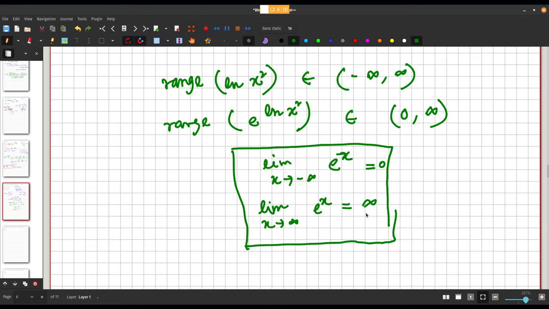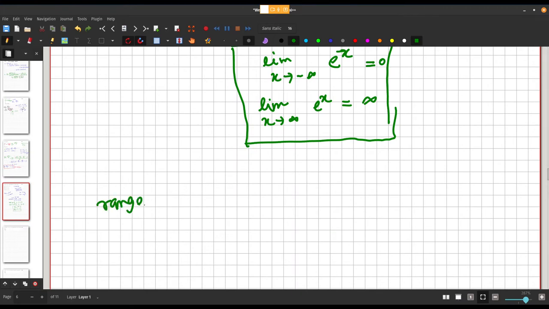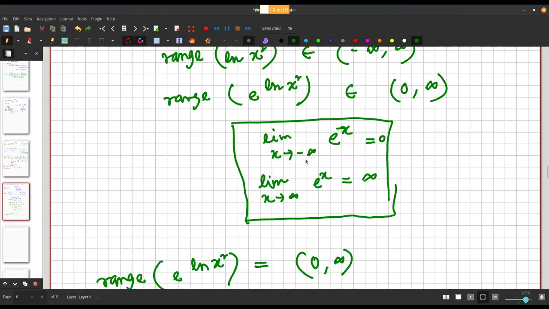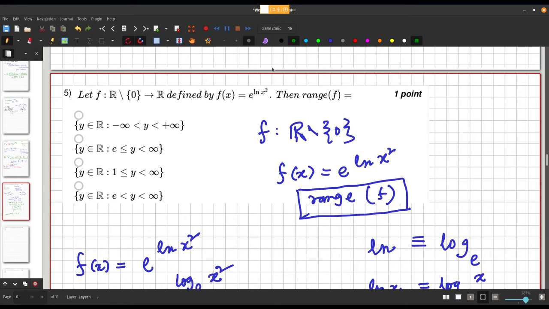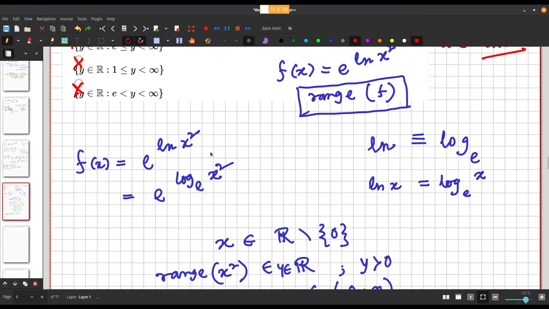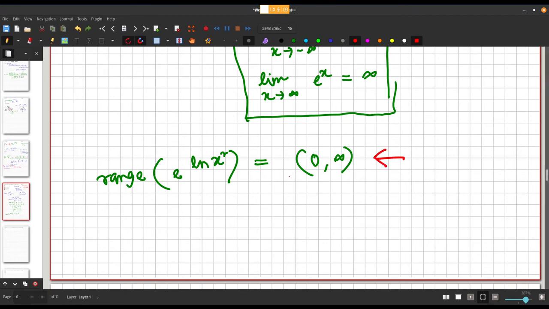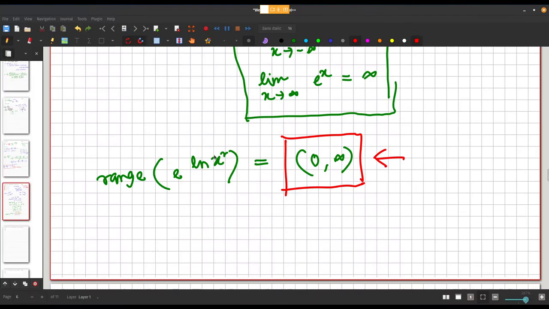So the answer to the question, the range of e to the power ln x square, is 0 to infinity. And none of the options given here are correct. So this was probably a typo. So no options given here are correct. The correct answer will be this open interval 0 to infinity. Okay, so that was problem number 5.